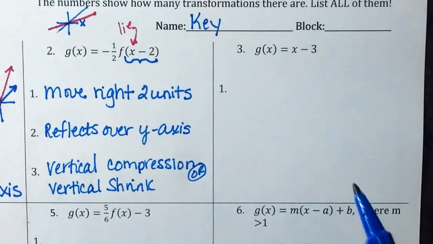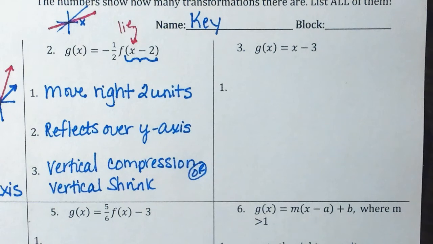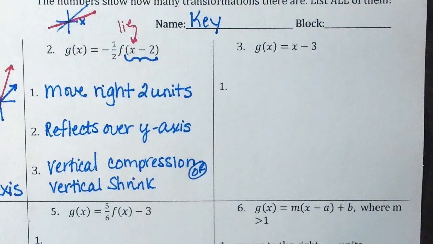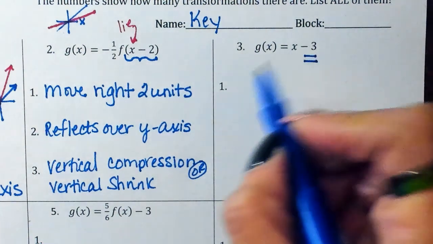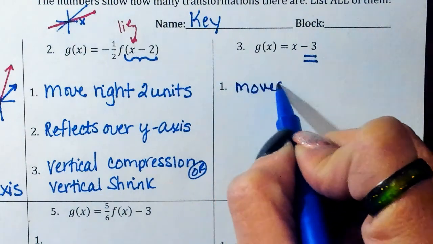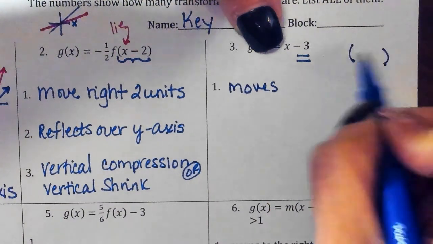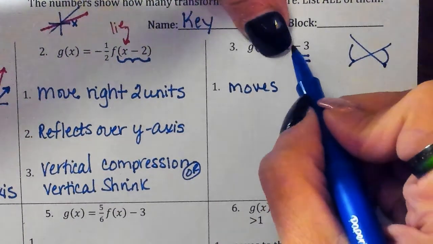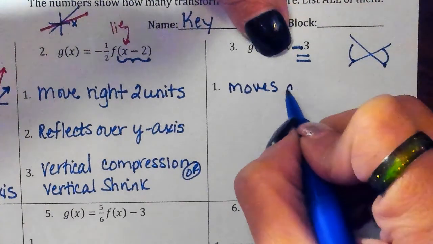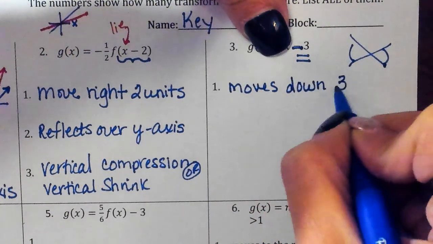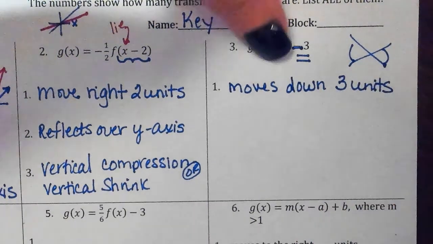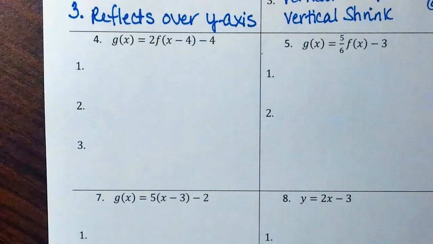All right, there's only one transformation on this. Can you figure it out? I'm going to give you a second. It's on the end, so it's not moving with the x. It doesn't have any parentheses, so we're not doing that. It's just moving. This is a minus, so it's moving down 3 units. And there it is.